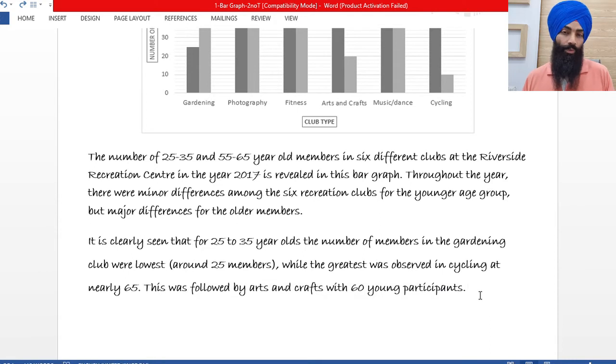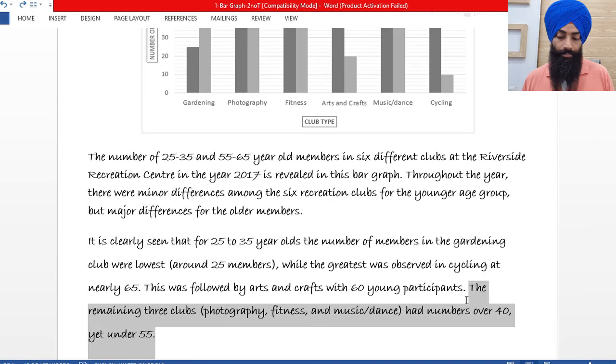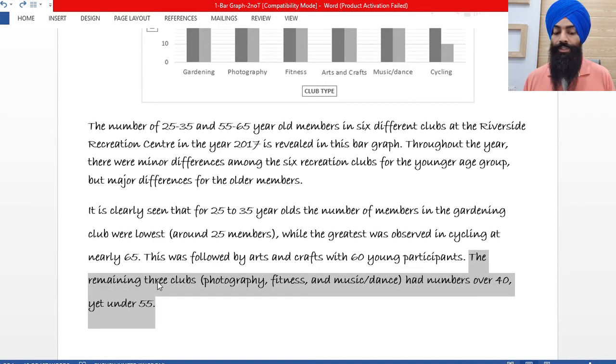So I kind of rephrased the subject, young participants, right? 60 of them. Then the remaining 3 clubs, so I've done 3 already, there were 6 total, and the remaining 3 clubs, photography, fitness, and music/dance, had numbers over 40 yet under 55.